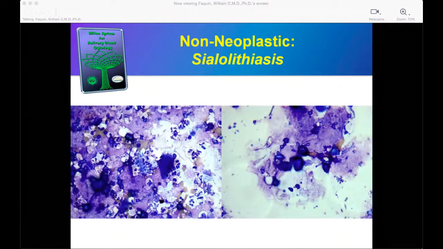Sialolithiasis is another condition in our non-neoplastic category. So if we have an FNA and it shows fragments of a stone, such as we have here, and maybe some inflammation in the background, we can classify this as sialolithiasis and non-neoplastic.